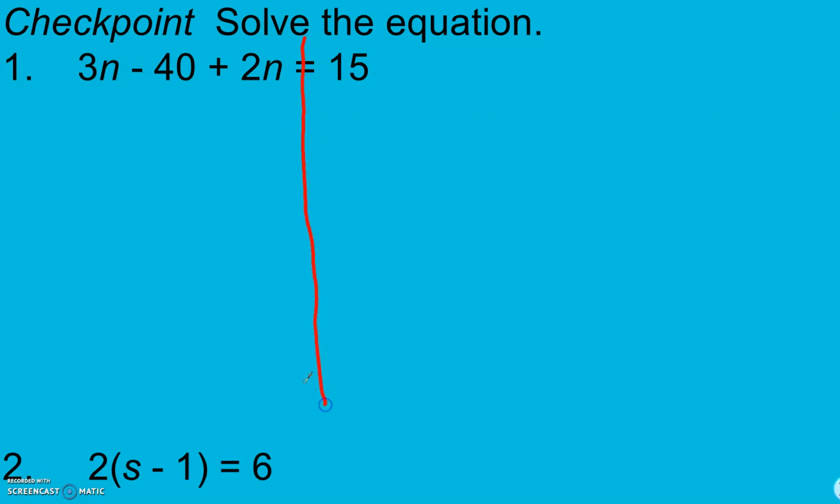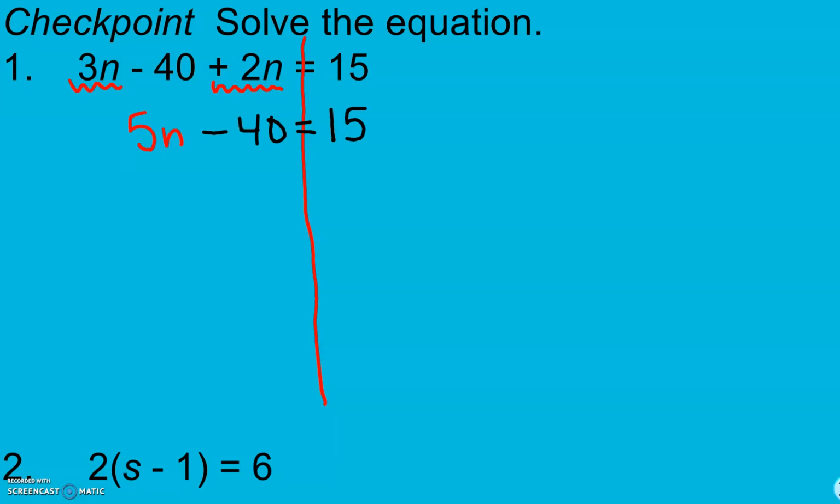On the left side, my expression is not as simple as I can get it. I don't have any parentheses to get rid of, but I do have like terms. So 3n plus 2n is 5n. I still have that minus 40, and it's still equal to 15. I didn't change any of those pieces.